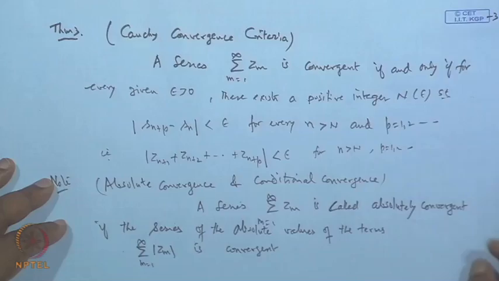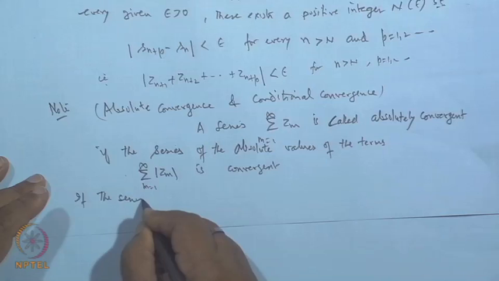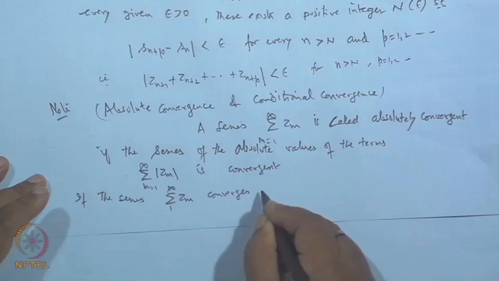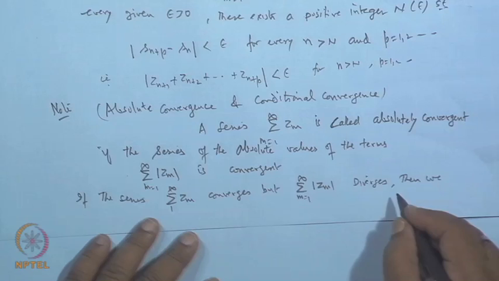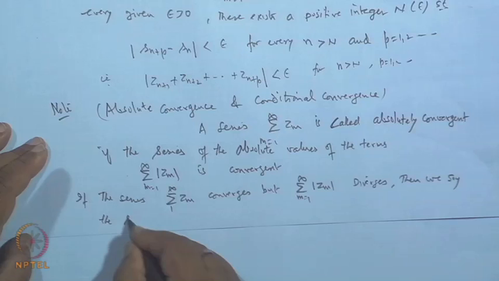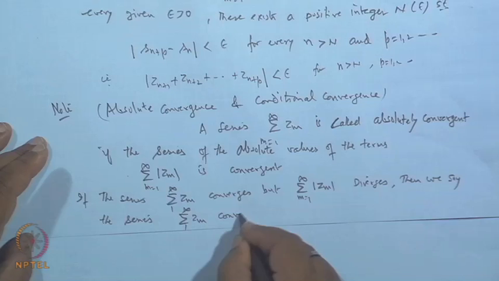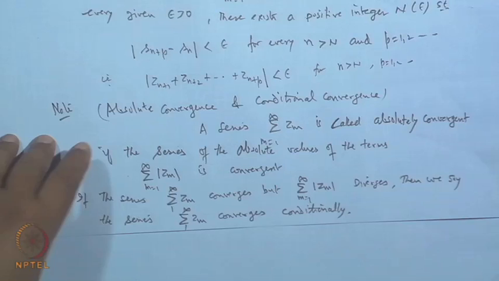Now, if the series sigma z_m, 1 to infinity, converges, but the corresponding series of its absolute terms diverges, then we say the series sigma z_m, 1 to infinity, converges conditionally. So, that is the conditionally convergent series.